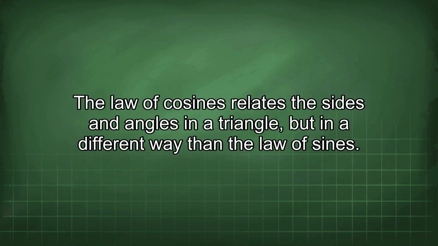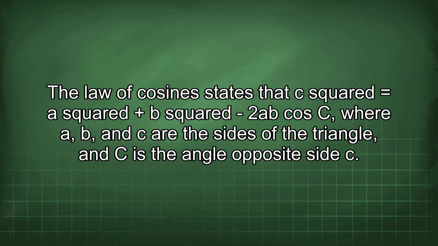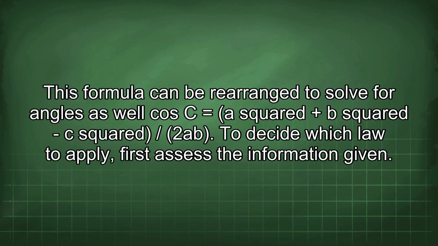The law of cosines relates the sides and angles in a triangle, but in a different way than the law of sines. The law of cosines states that c squared equals a squared plus b squared minus 2ab cos C, where a, b, and c are the sides of the triangle and C is the angle opposite side c. This formula can be rearranged to solve for angles as well. Cos C equals a squared plus b squared minus c squared, divided by 2ab.